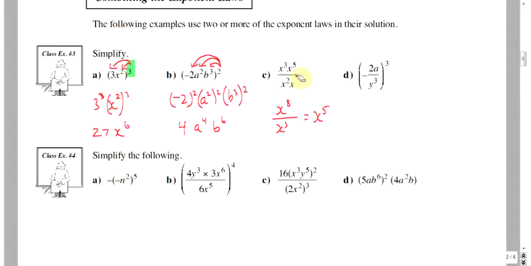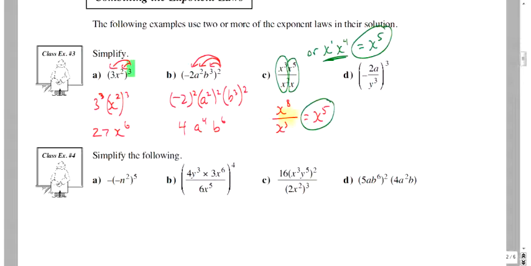Maybe your brain likes to do quotient law first. Let's look at the first two. Am I dividing with the same base? Okay, x to the 3 over x squared is x to the 3 minus 2, which is 1. Then we look at the next two. x to the 5 over x is x to the 4. Now we're going to use multiplication law. Multiply with the same base, add the exponents. Do I get the same thing?